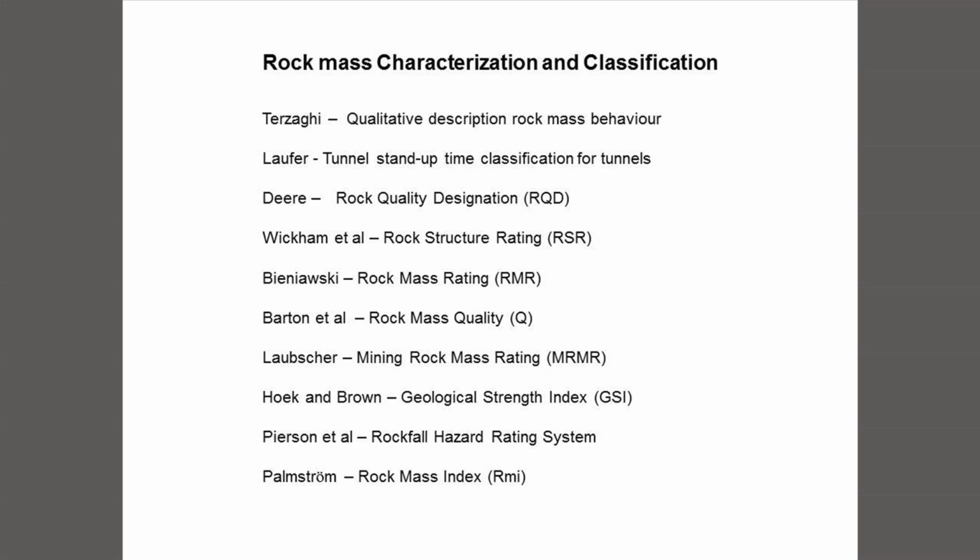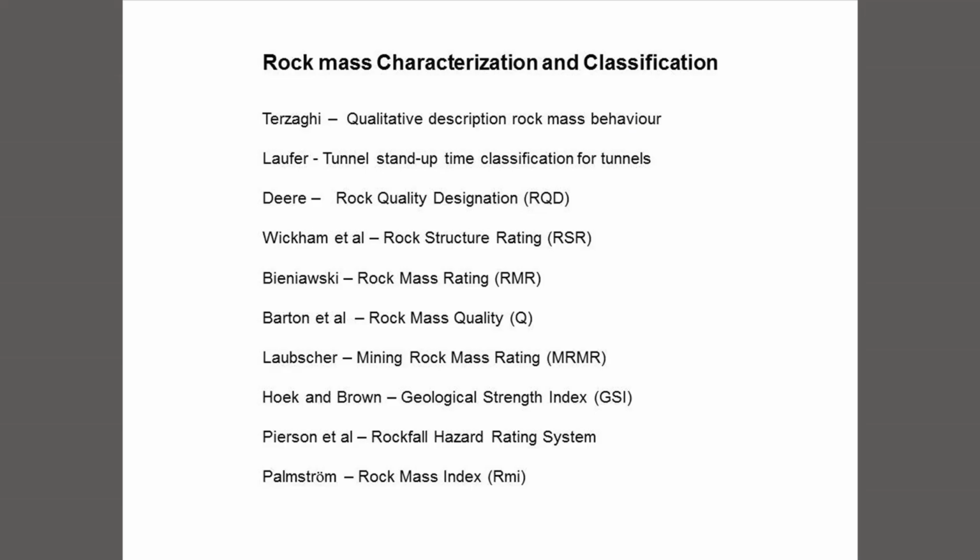And then the most quantitative effort was by Deere in 1963, where he produced the rock quality designation, which was a measure of the number of intact core pieces longer than 10 centimeters that you get in diamond drilling a core. So if you had 40 centimeters of pieces longer than 10 centimeters in a 1 meter core, the RQD of that core would be 40%.